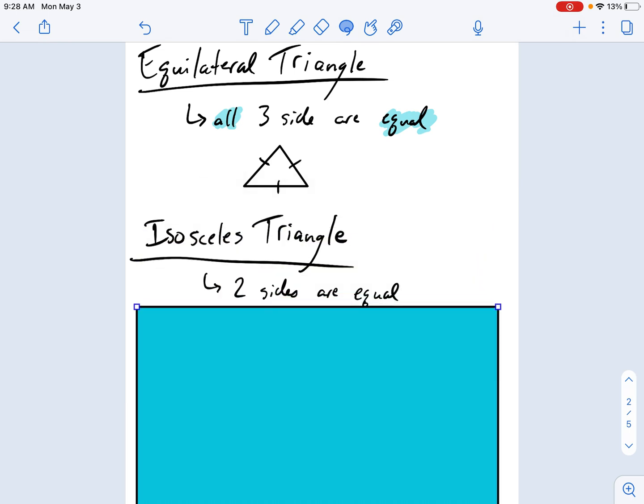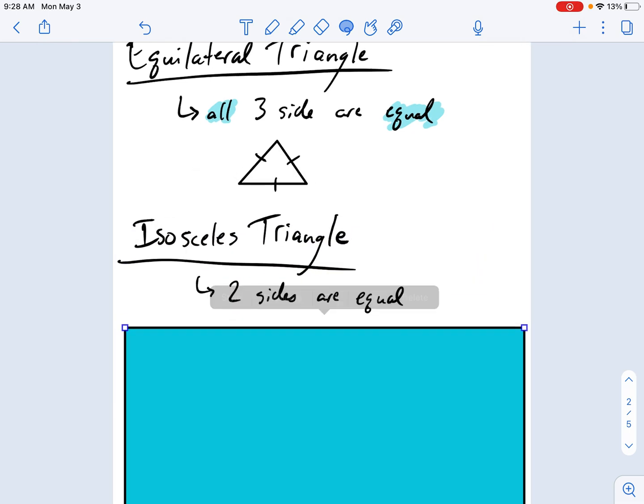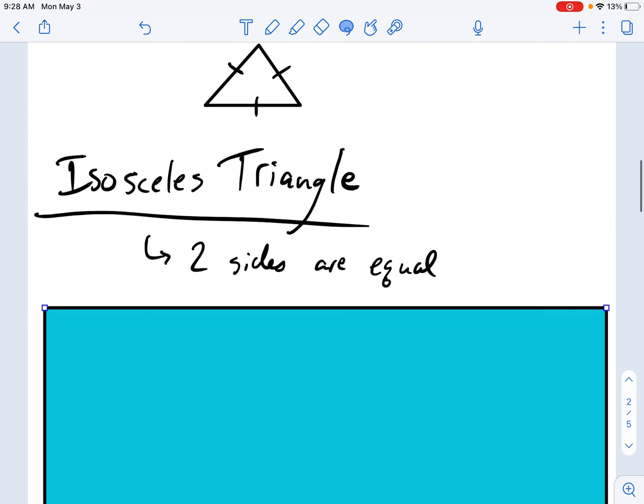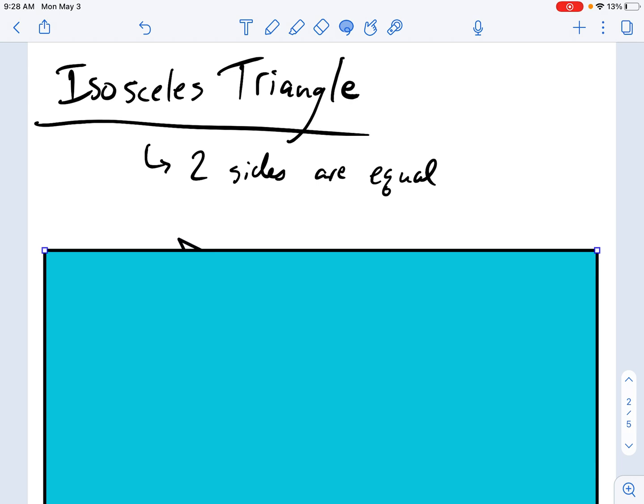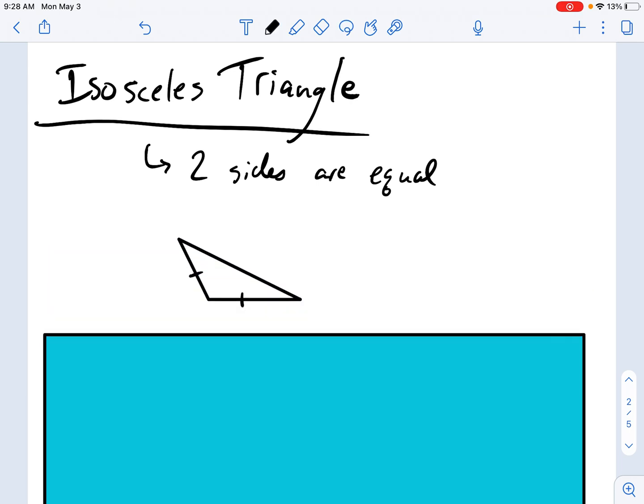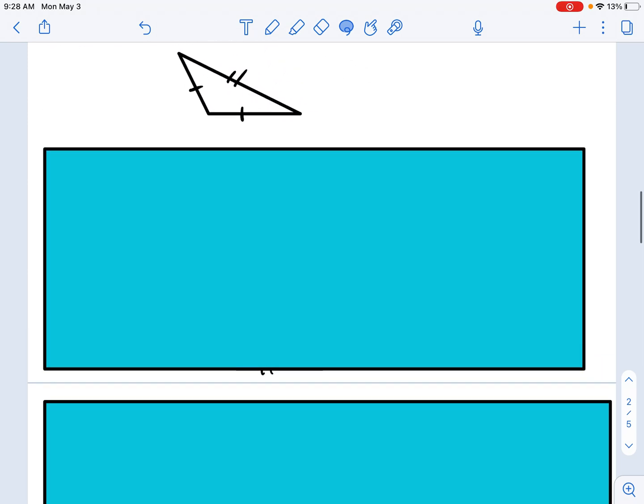The next type of triangle, fun word to say, is called an isosceles triangle. Isosceles triangle. And it means two sides of the triangle are equal. So you might notice two sides have that little line that means they're equal. And then this side has two lines to show that it is different than those other sides, okay? So two sides of the triangle are equal length, are the same length.